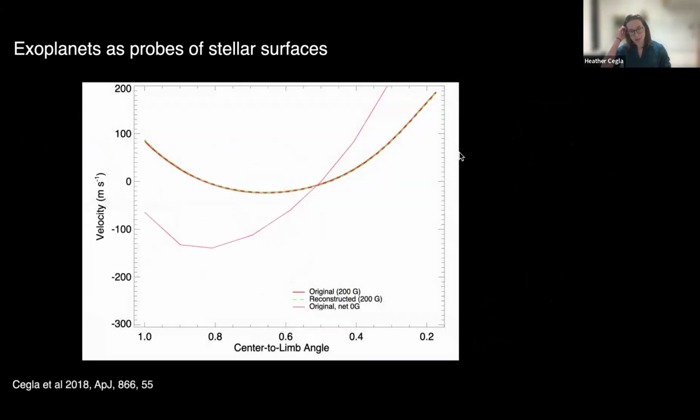So how would this then look in RV space? Well, here I'm plotting the center-to-limb angle of the star. So this is near disc center, this is near the limb. This is velocity on the y-axis. So this is that net convective blueshift as a function of limb angle, but showing you two different magnetic field strengths, because that alters what the convective blueshift is doing.